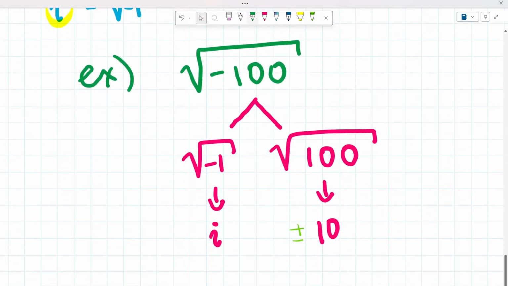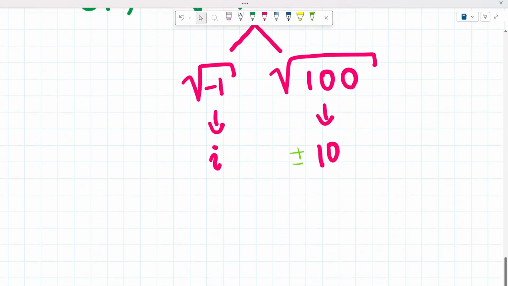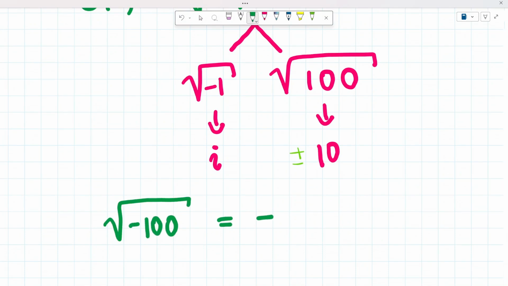Okay, so if we continue here, we would see that as a result, the answer to the square root of negative 100 would be plus or minus i multiplied by 10, where i is our complex number. So now in this video, you've learned that you actually can take the square root of negative numbers using this new complex number i that we've introduced.